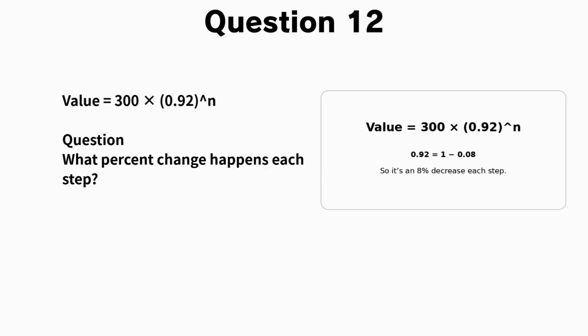Question 12. Here is an exponential model. The value is given by 300 times 0.92 to the power of n. Take a moment to read the expression. The question is, what percent change happens at each step? Before calculating anything, pause and think. Where is the rate hidden? In the exponent, or in the multiplier? And what does a number slightly less than 1 usually mean in an exponential model?